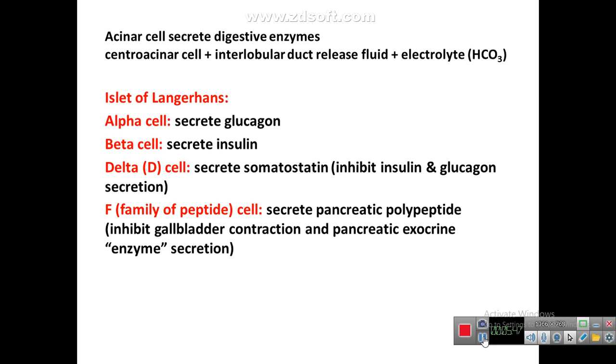F cell, F because it is a family of peptide, also known as pancreatic polypeptide. It secretes pancreatic polypeptide, the function of which is to inhibit gallbladder contraction and pancreatic exocrine secretion. When the body does not require more bile and enzymes from the pancreas, their secretion will become inhibited.